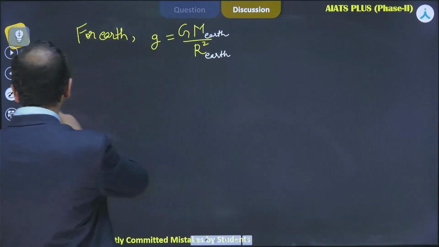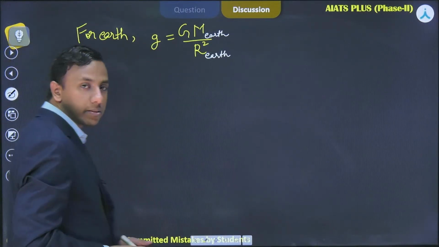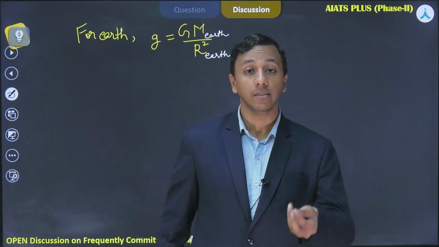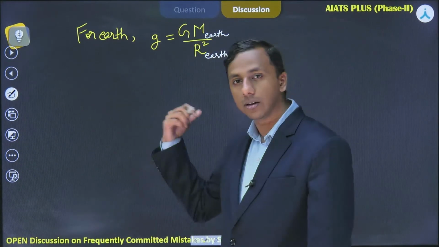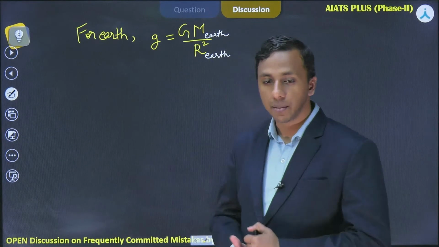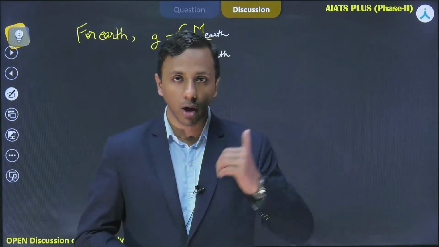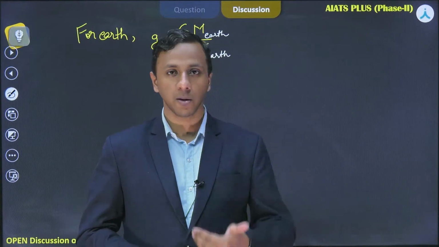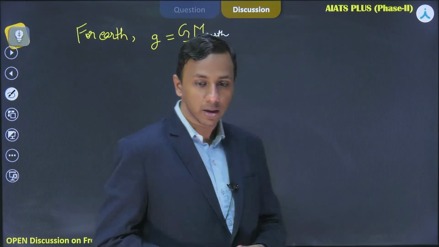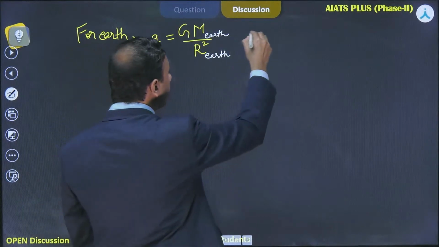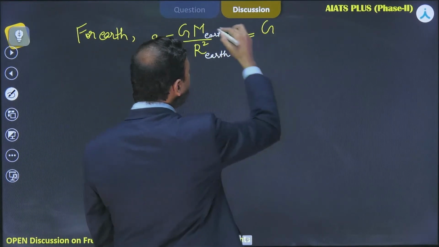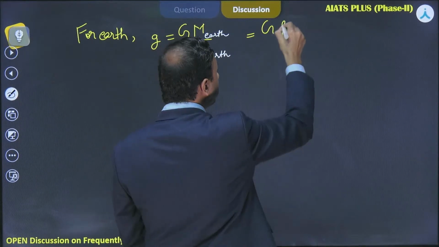Anyway, and this capital M, what can you express it as in terms of density? Because as I said, we are trying to find the relation of g with density. So this mass can be written as what? Density into volume, right? Density is mass by volume, so mass is density into volume. And you substitute it over here. So this becomes G, mass is density into volume.